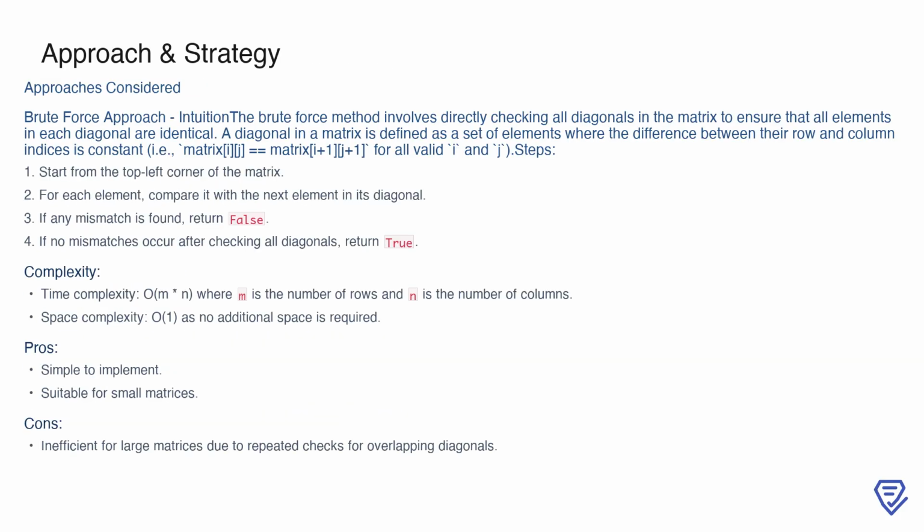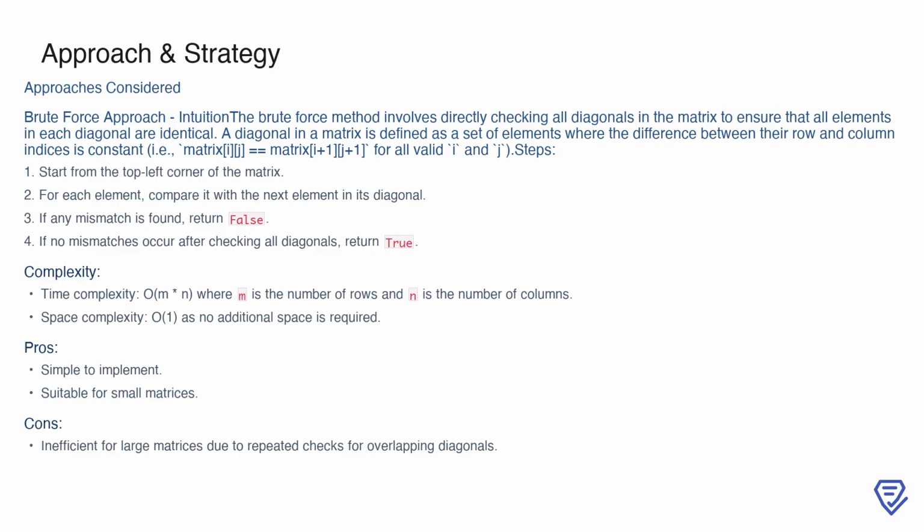To understand the Toeplitz matrix problem, we can first consider a brute force approach. The intuition is straightforward: we directly check all diagonals in the matrix to ensure that every element along a diagonal is identical. A diagonal is defined as a set of elements where the difference between their row and column indices remains constant. For example, if the top left element of a diagonal is matrix[i][j], then each subsequent element in that diagonal must satisfy the condition matrix[i][j] equals matrix[i+1][j+1].